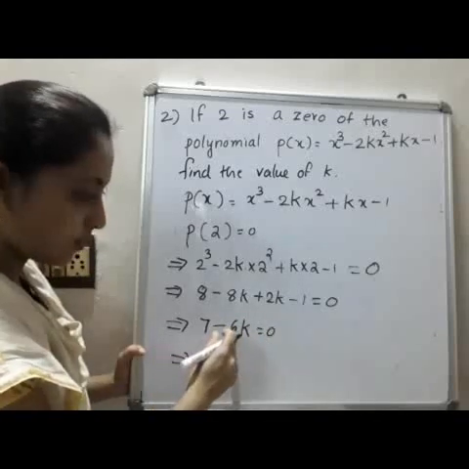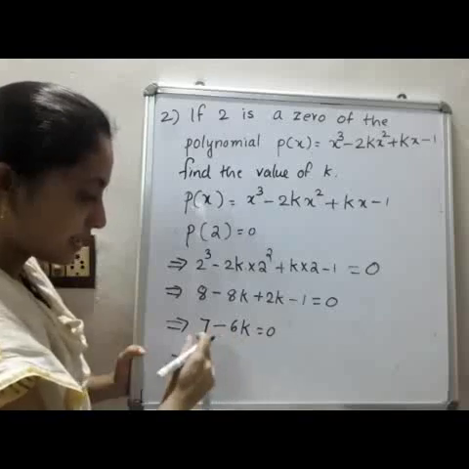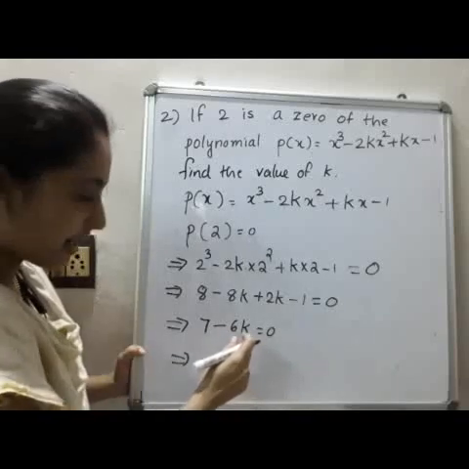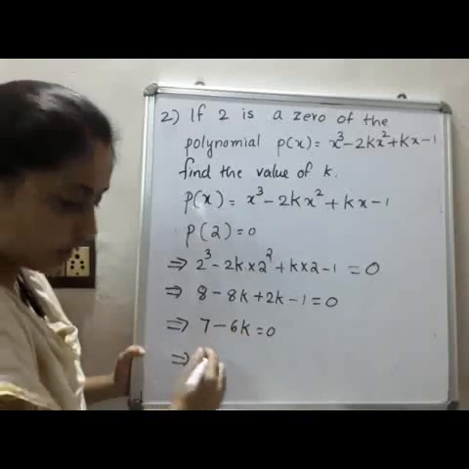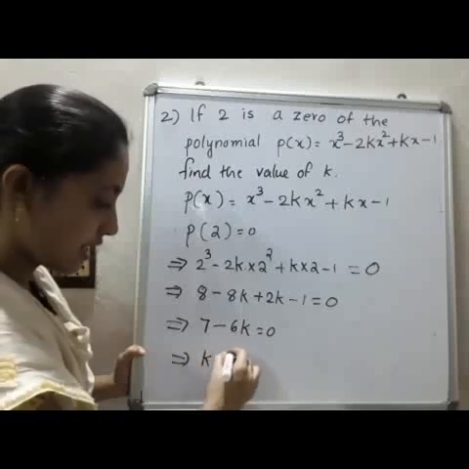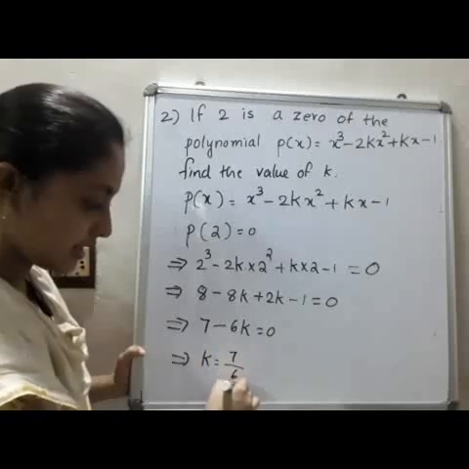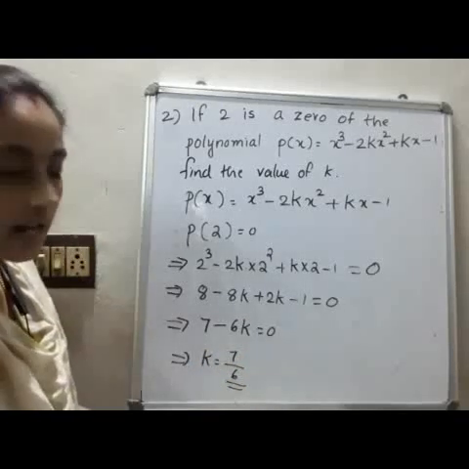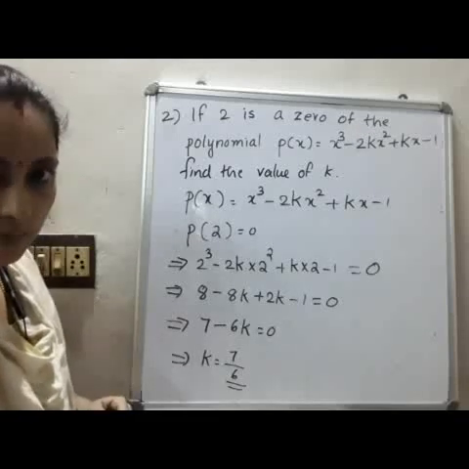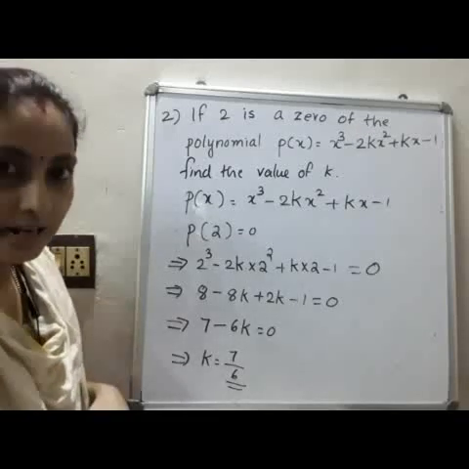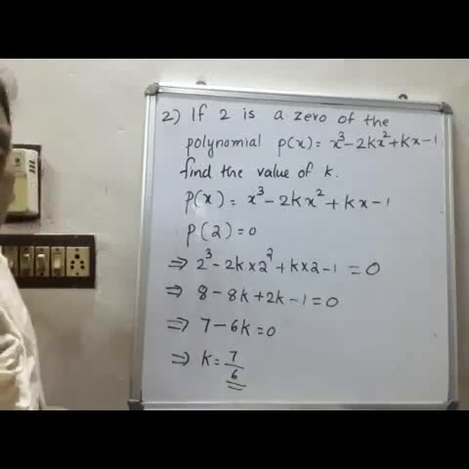That gives us, by moving 6k to this side, 7 is equal to 6k, or we can write 6k is equal to 7. So k will be equal to what? 7 by 6. The value of k is equal to 7 by 6. Okay, and we will move to the last question. So please write down the third question.